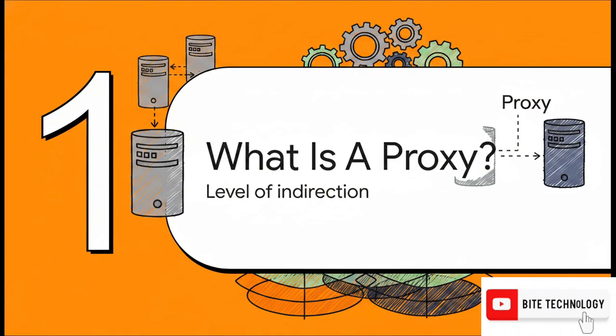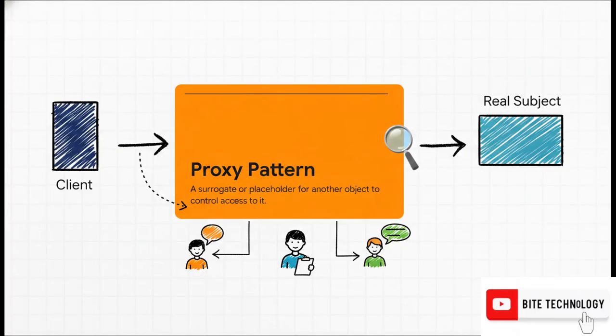What is a proxy? Adding a level of indirection. So, what exactly does a proxy do in software design? It's one of those terms we hear thrown around a lot, right? But let's pin it down to its core mechanism. The Head First Design Patterns book formally defines the proxy pattern as a surrogate or placeholder used to explicitly control access to another underlying object. Think of it like a representative or an agent.